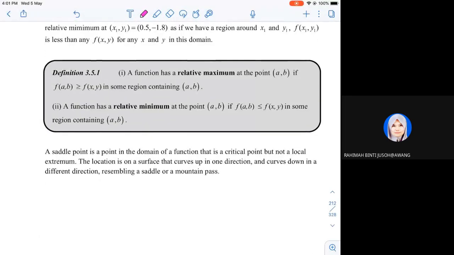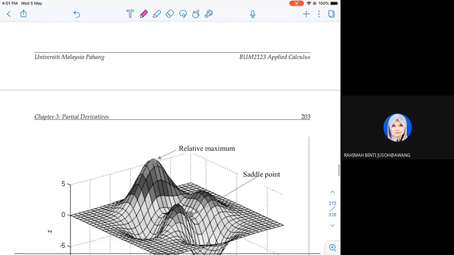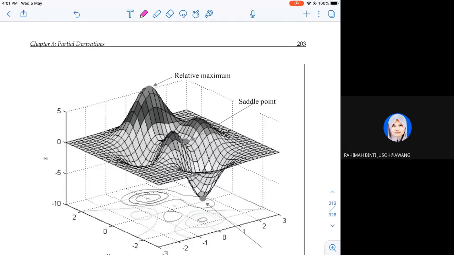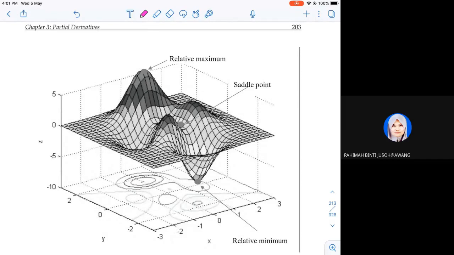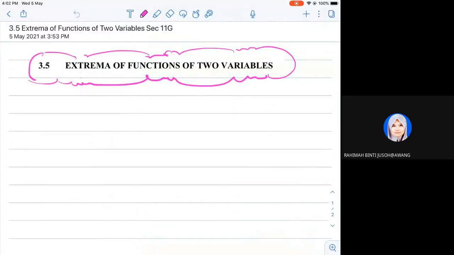Let's say we are given a function of f(x,y) and you have to find the critical points. After that, you need to identify whether the surface has relative maximum, minimum or saddle point. So this is the position of relative maximum, and down here should be the relative minimum, and the position in between, we call this a saddle point. Okay, so how do we identify this? By using the second derivative test. Alright, I'm going to show you step by step how we solve extrema of functions of two variables.